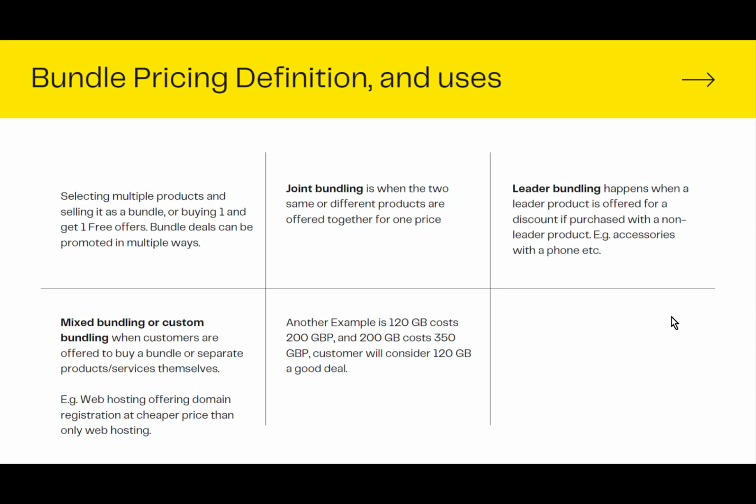Another example is you are buying a 120 GB hard drive that costs 200 GBP, and the larger one costs you 350 GBP. So most of the customers will consider the 120 GB a good deal, it fulfills your requirements, and you are paying the lesser price that suffices, like it is good enough.